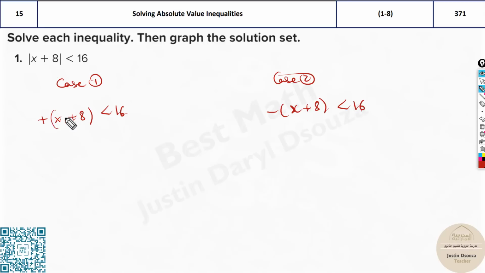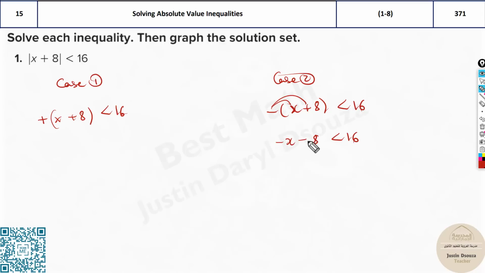Now here there are two terms, so we write it in brackets. Why? Because this minus sign can be multiplied inside to both the terms. It will be minus x and minus 8, not plus 8. Why? Because we multiply the minus inside. It will be minus 8 less than 16.